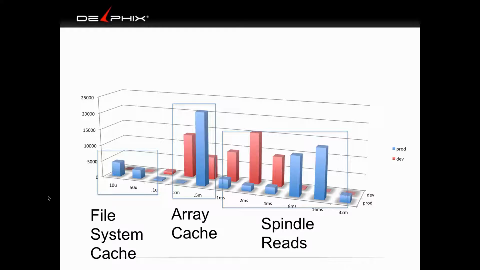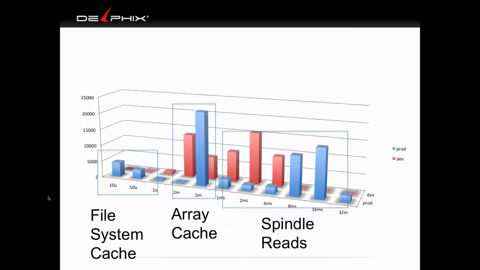I don't know for certain that all these latencies correspond to these layers, but for the 10 microsecond bucket, I can be sure that is not coming from SAN. But this is basically a rough approximation. Those first guys are coming from the OS file system. Second, coming from the array caching, and then finally hitting disk.